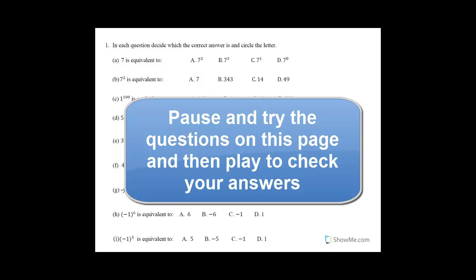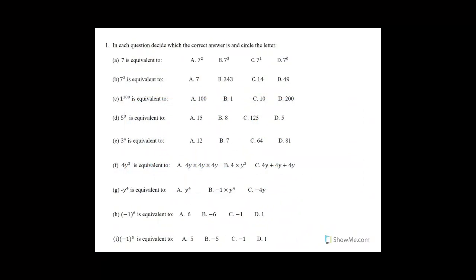The first one, number 1, says in each question decide which the correct answer is and circle the letter. Well, I'll circle the whole thing because it's easier. First one, 7 is equivalent to, and there are 4 options given, but the correct one is, if a number is on its own, the power is a 1. So C is the correct answer. Second one, 7 squared, the power is 2, it's telling me to multiply 7 by itself twice, so the answer is 49, which is D.